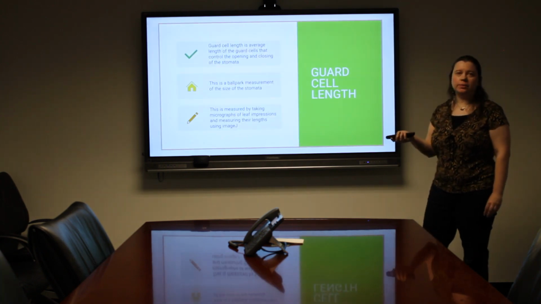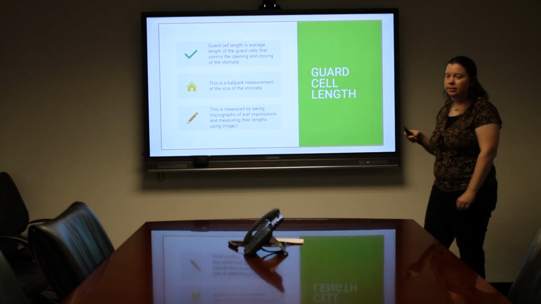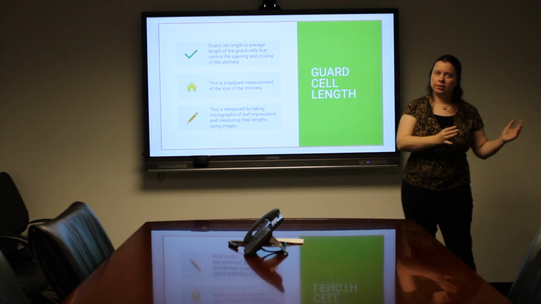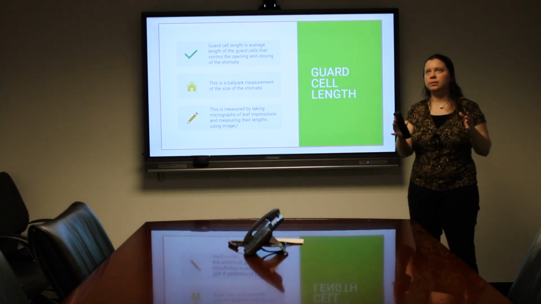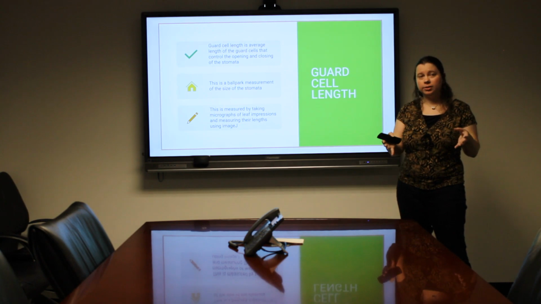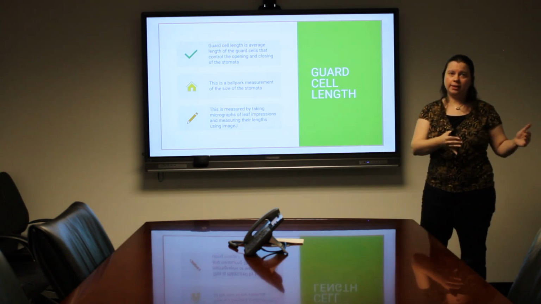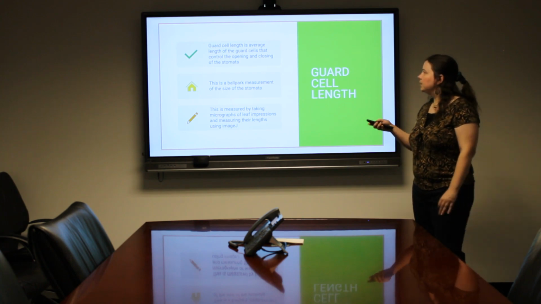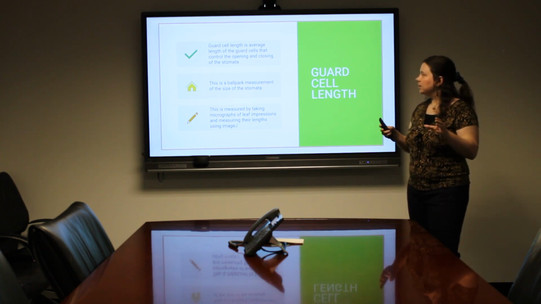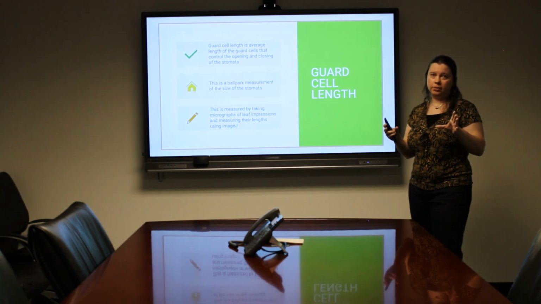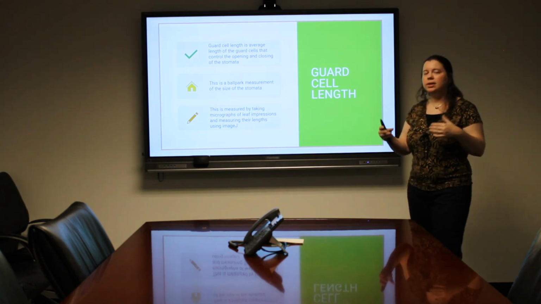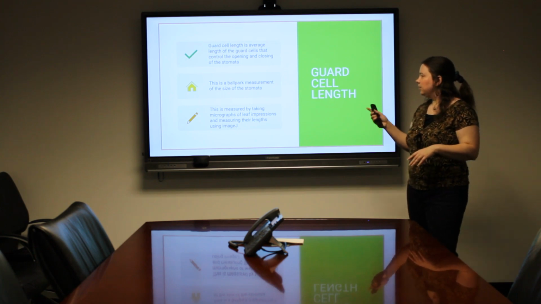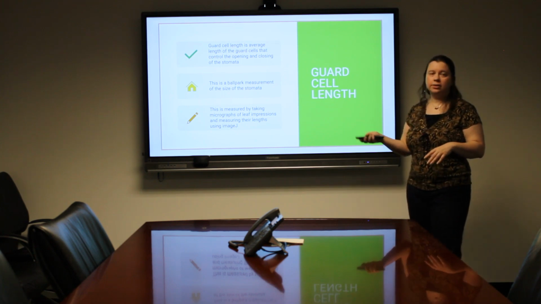So then after that, we decided to look at guard cell length, thinking that maybe there's something going on with the guard cell length that's messing with the stomatal density measure. Because if there's some sort of relationship between how large the stomata are and how many a leaf has, that might cause that chaos that we saw right there. So the guard cell length is an average length of the guard cells that control the opening and the closing of the stomata. And this gives us a ballpark measurement for how big the stomata are. It's measured by taking micrographs of leaf impressions and measuring their lengths using ImageJ.